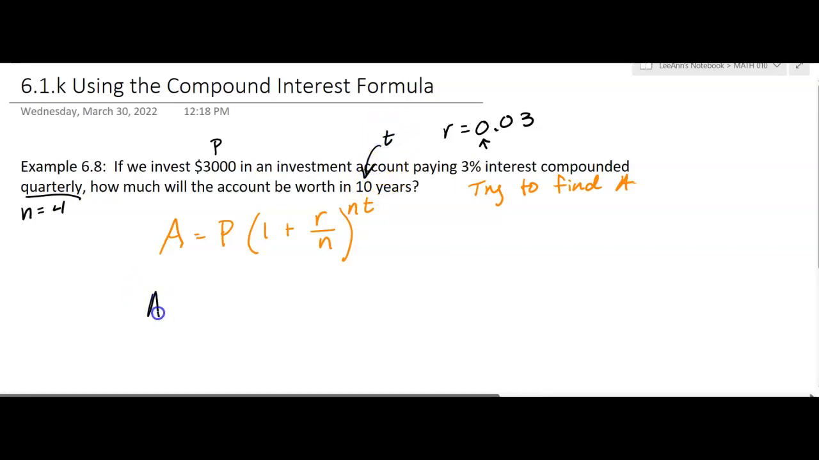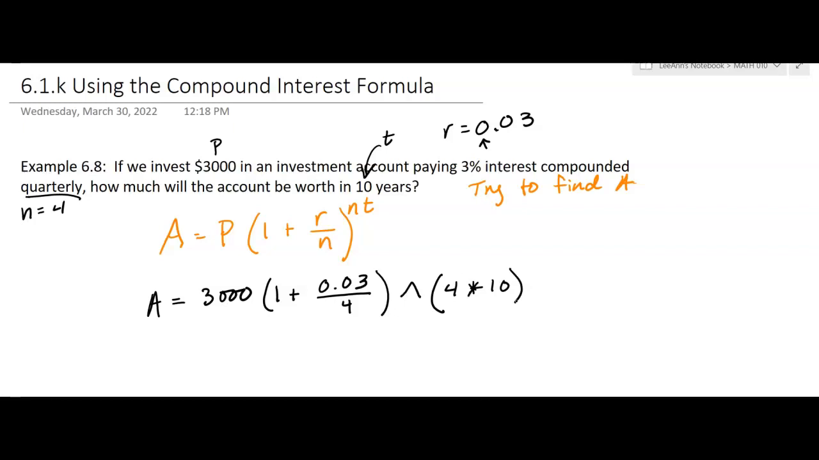Okay, so the amount in the account, we're going to find that by taking $3,000, the principal, times 1 plus the rate, which is 0.03, divided by 4. And then we're going to raise that to the power of, I'll just put it the way we're going to put it in a calculator. N is 4 times 10. Now, you could do the 4 times 10, that's 40. So when you're putting it in your calculator, if you just want to raise it to the power of 40, that would be fine. All right, so 3,000.